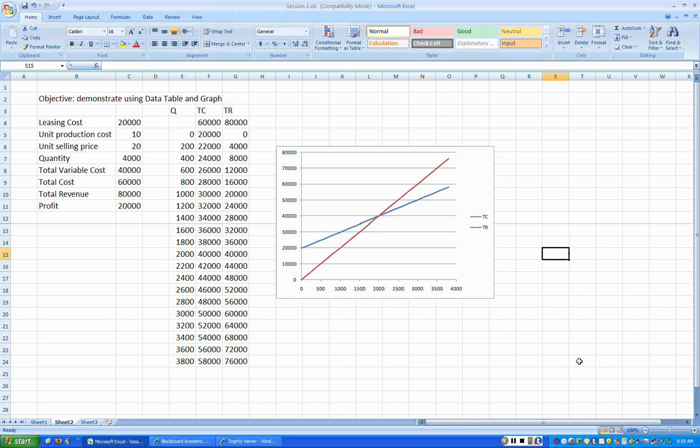I ask you to go back and look at any reference book on Excel as to how to chart and do all those things. As I said before, the focus here is not on teaching you Excel, but teaching you the management science concepts, okay, using Excel.